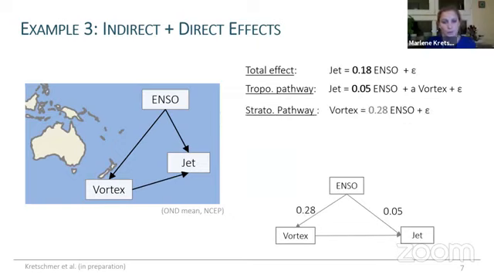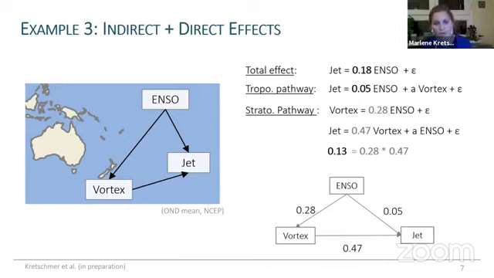For the stratospheric pathway, we could first quite easily estimate the effect of ENSO on the vortex. There again, there are no confounding factors. But when estimating the effect of the vortex on the jet, we do have to control for the effect of ENSO, which is a common driver in this case. The stratospheric pathway is then the product of these two links. And if we sum up the stratospheric pathway with the tropospheric pathway, you see that it exactly adds up to the total effect.